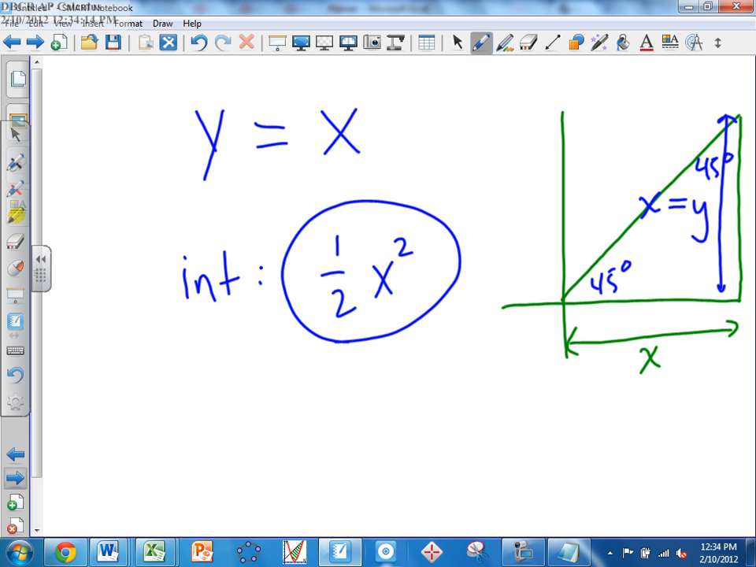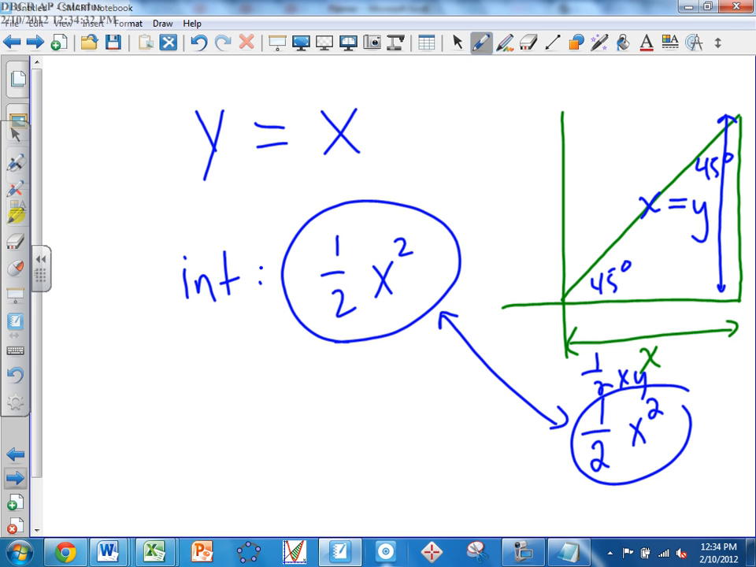Tell me what the area of that triangle is, everybody. Area of this triangle. 1/2 x y, but y and x are the same, right? It's really 1/2 xy, but it's really x squared. Okay? The area under the curve is the same thing as the integral.